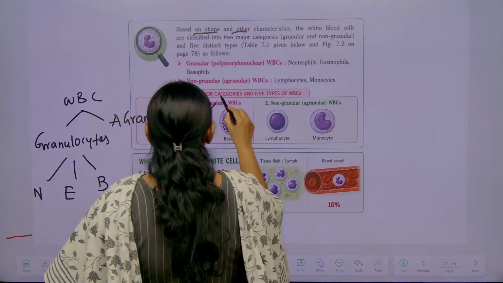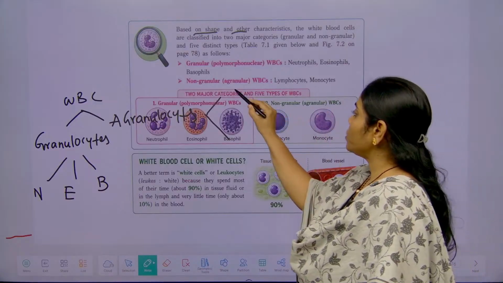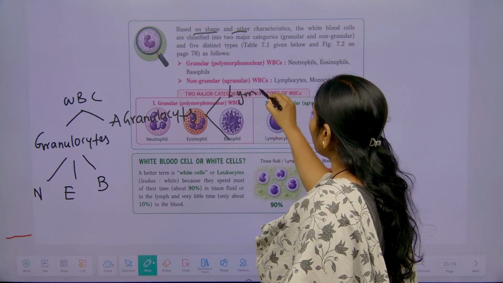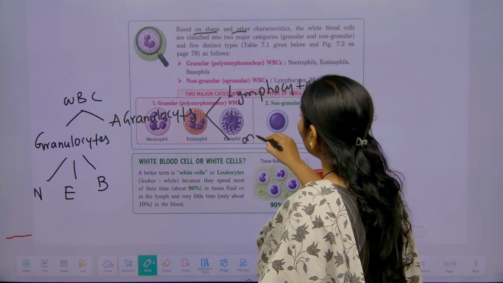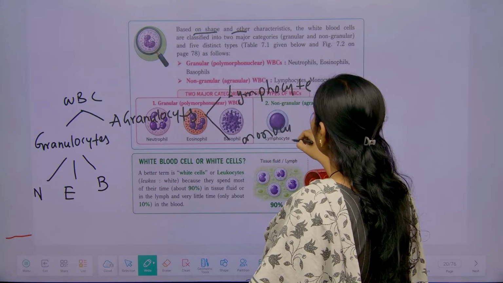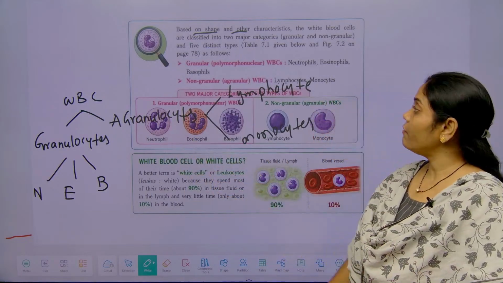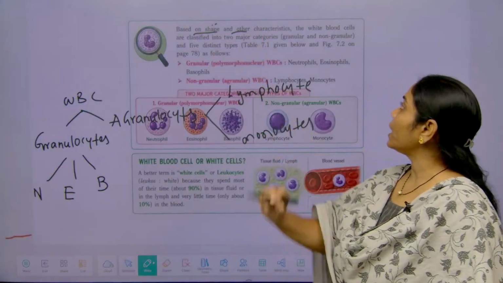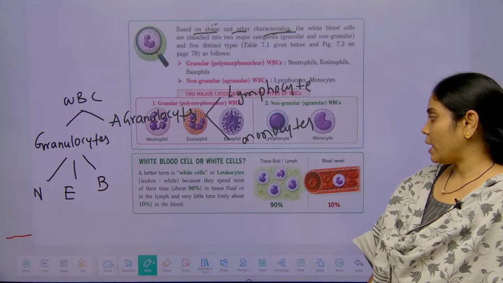The agranulocytes are also divided into two types. One is lymphocyte and the other one is monocyte. So, these WBCs are divided based on the shape and other characters.